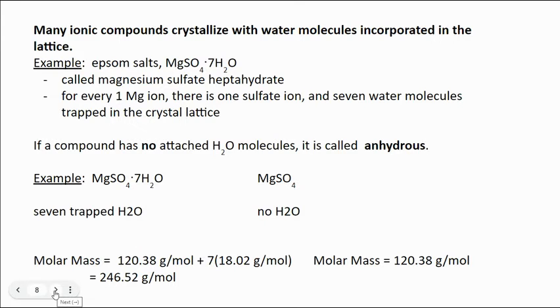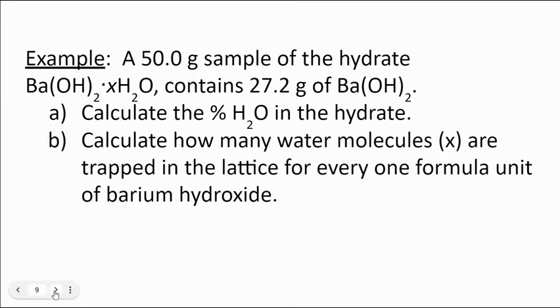We want to make sure we know whether we're working with the dry form of a compound or the hydrated form. Okay, so we're going to go through a couple examples of things that you might be asked with hydrated compounds. Let's go through the first one that you've got on your notes. A 50-gram sample of the barium hydroxide hydrate, Ba(OH)2, contains 27.2 grams of barium hydroxide.